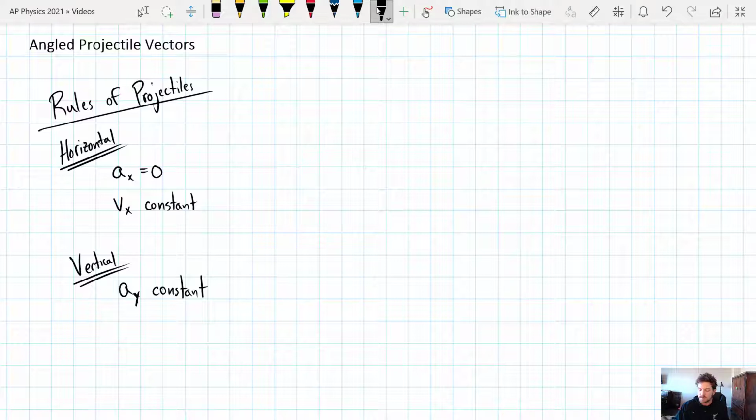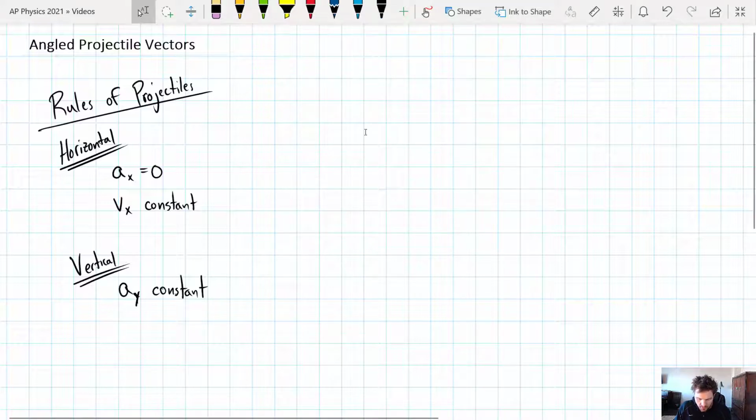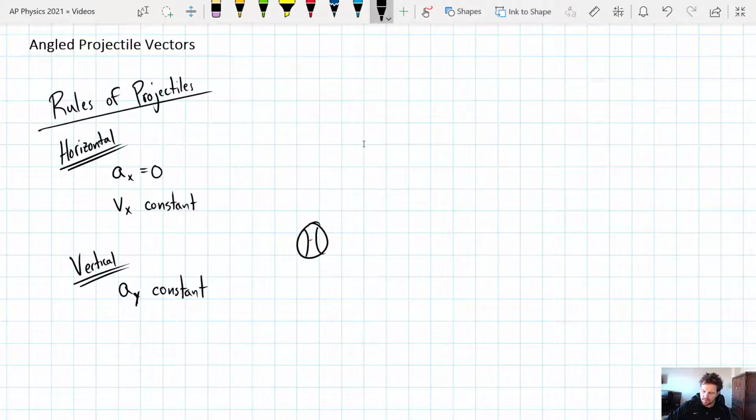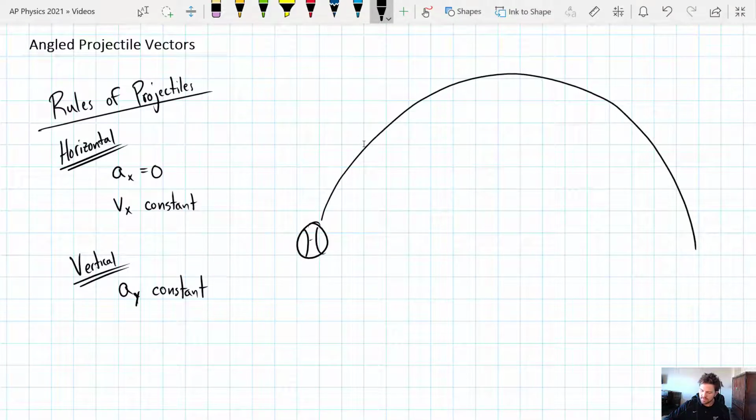So let's go ahead and draw this. Let's do the velocity vectors first. So let's say you have a ball, and this ball gets thrown up in the air. It's launched at an angle and it comes back down. So it's a projectile, so it's going to follow a parabolic path.